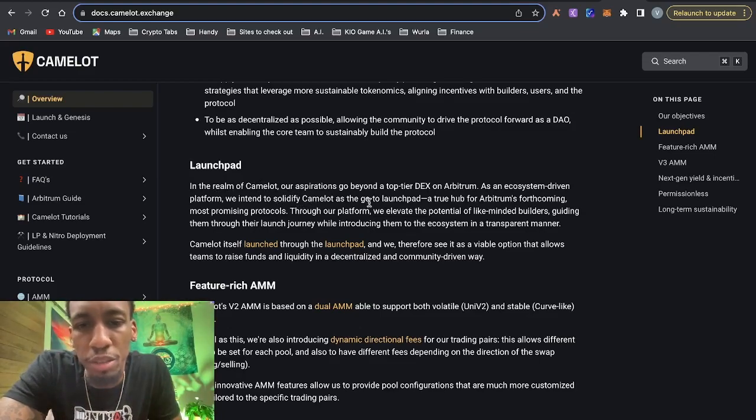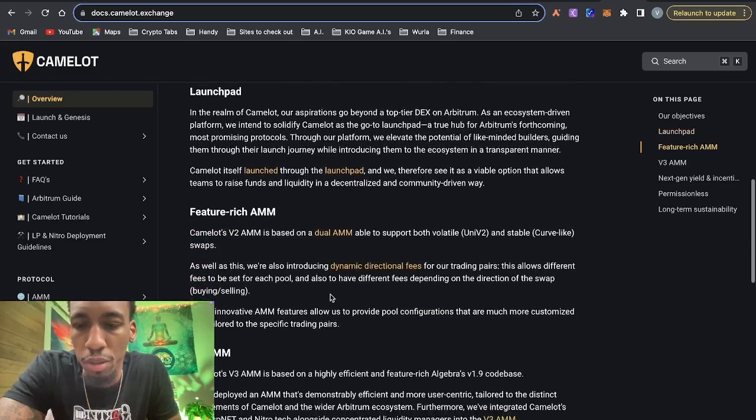They're trying to solidify themselves as the go-to launchpad for Arbitrum projects, their most promising protocols, as it says here. And Camelot itself even launched through the launchpad. Like, they launched through their own launchpad. So they see it as a viable option for teams to be able to raise funds.